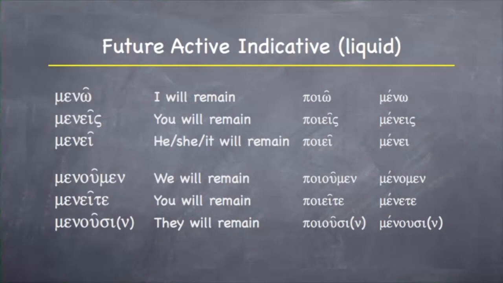Your second clue is what's the consonant right before the vowel? It's a nu, it's a liquid. This is from meno, this is from a liquid verb, so menumen is going to be a future. In terms of keeping the future of a liquid separate from a present, it's mostly an issue of the circumflex and the contraction in those two cases. So that is the future active indicative of a liquid verb.